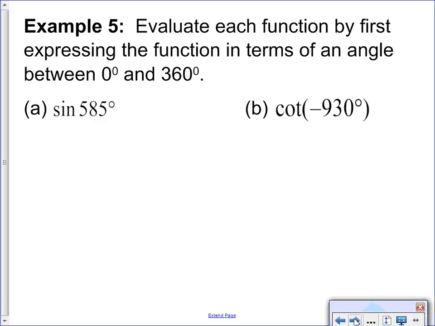What happens if it's bigger than 360? Subtract. And you don't need a calculator for that. 5 minus 0 is 0. 8 minus 6 is 2. 5 minus 0 is 5. 2 and 1. 2. 225.